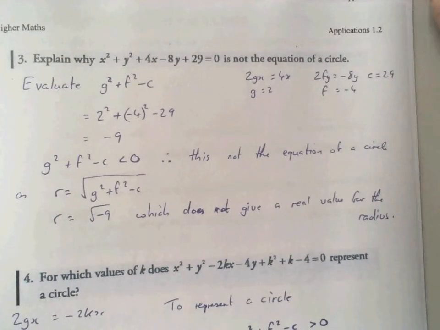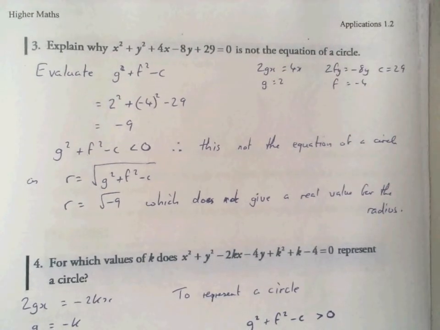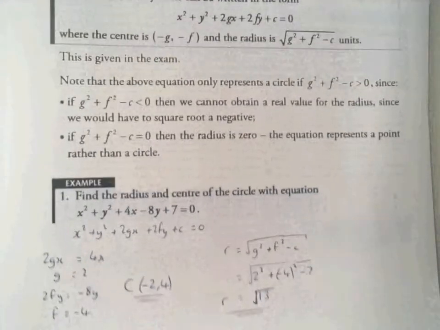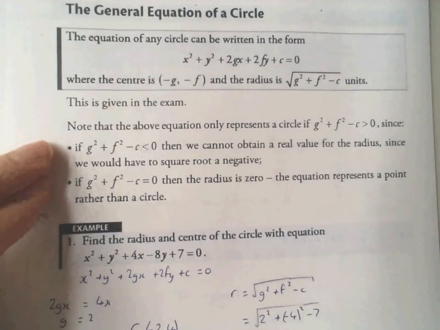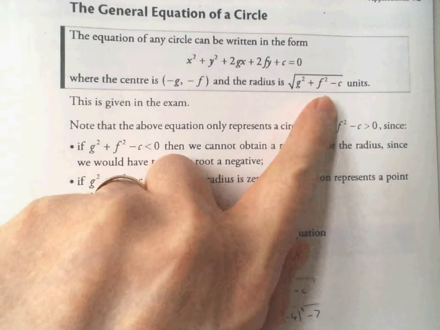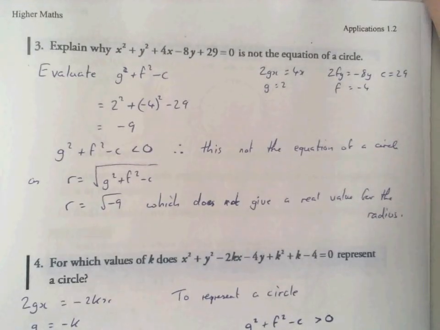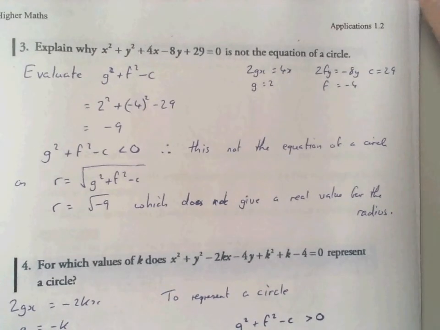Example number 3. Explain why this is not the equation of a circle. So if I see a question like this, guys, I am immediately thinking it's got something to do with this. Okay, so I'm looking at the radius here. That's either going to be 0 or a negative value if it does not represent the equation of a circle. So we need to find g and f first of all. So again, x squared plus y squared plus 2gx plus 2fy plus c equals 0. So g will be 2, f will be negative 4, my value of c is 29.